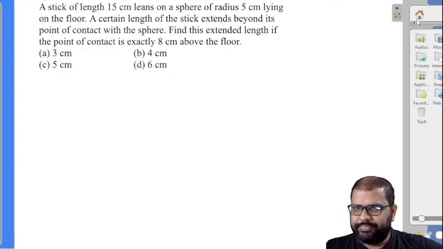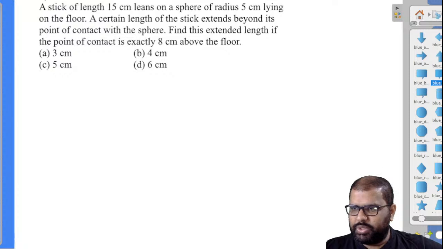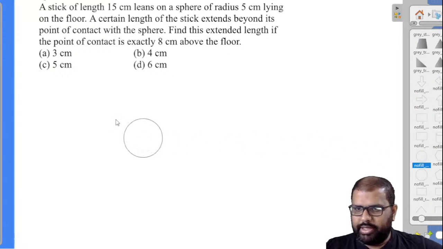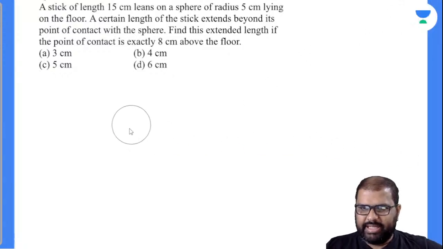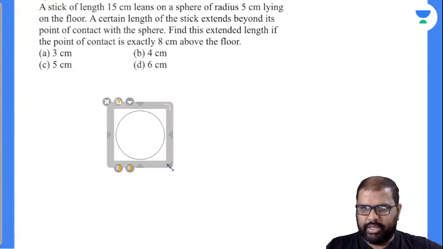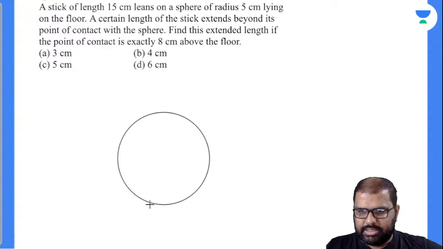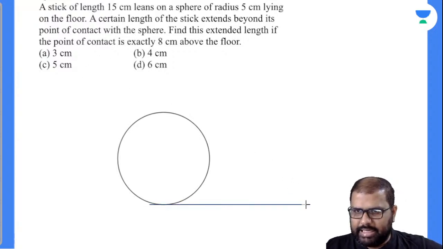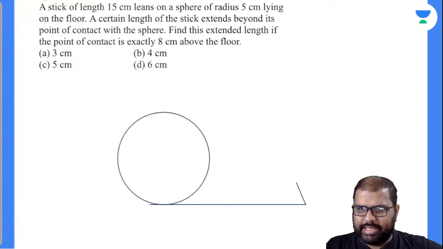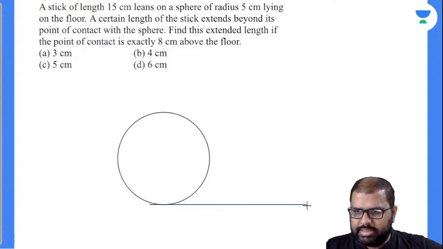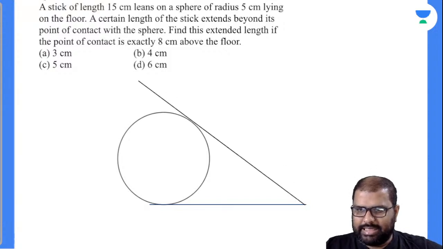So the question there: a stick of length 15 centimeter leans on a sphere, it seems. So this is a sphere of radius 5 centimeters, lying on the floor. So what I will do is I will take down this as floor. I'll take down this as stick length. A certain length of the stick extends beyond its point of contact. Now see, this is point of contact, and the stick is extending beyond the point of contact.